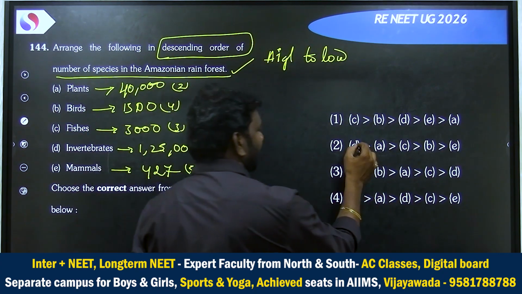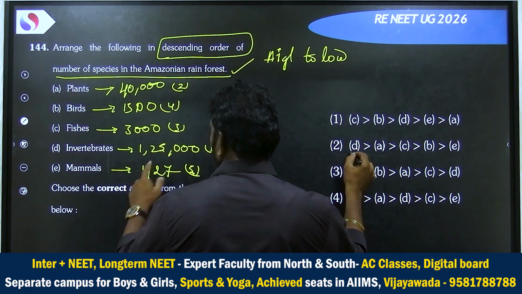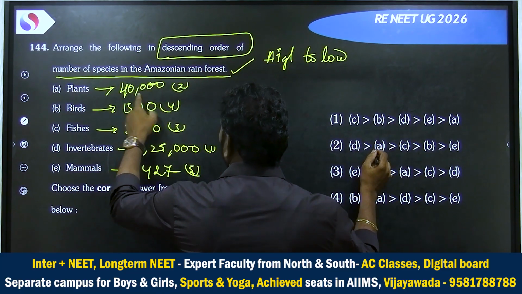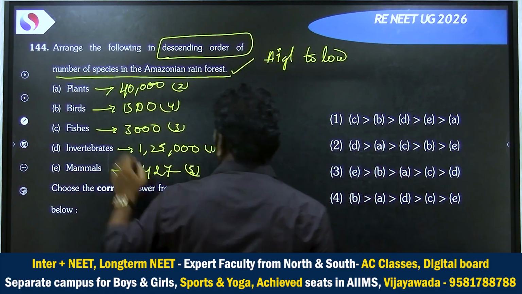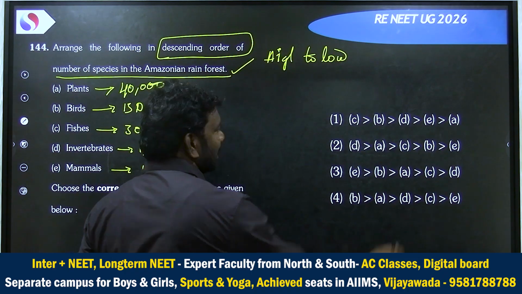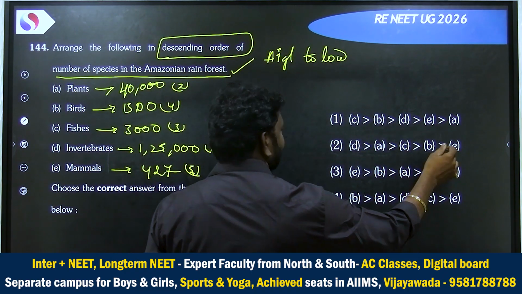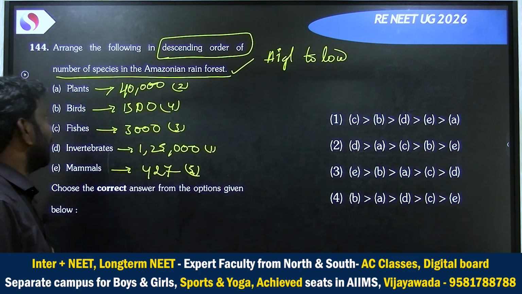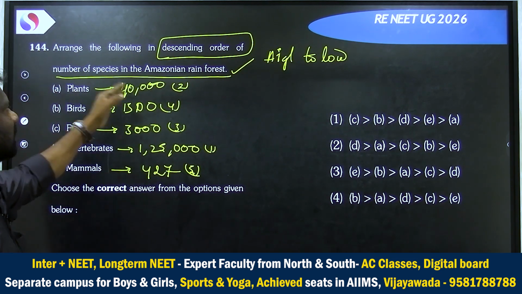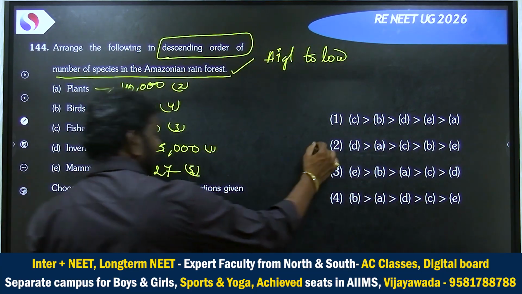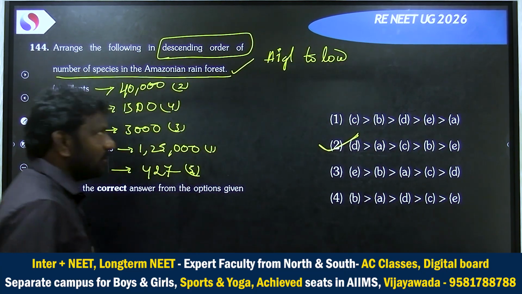So D is the highest, 1,25,000. A is the next, plants, 40,000. C is the fishes, 3,000. B is the birds, 1,300. Last, E is the mammals, 427. So this is the number of species in the Amazon rainforest. The correct answer is option 2, that is the arrangement from high to low.